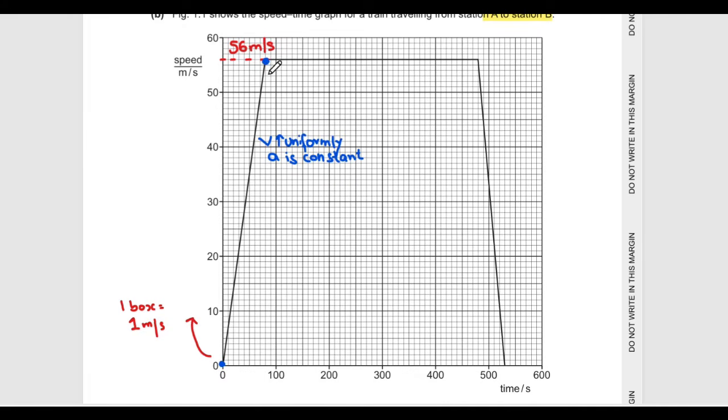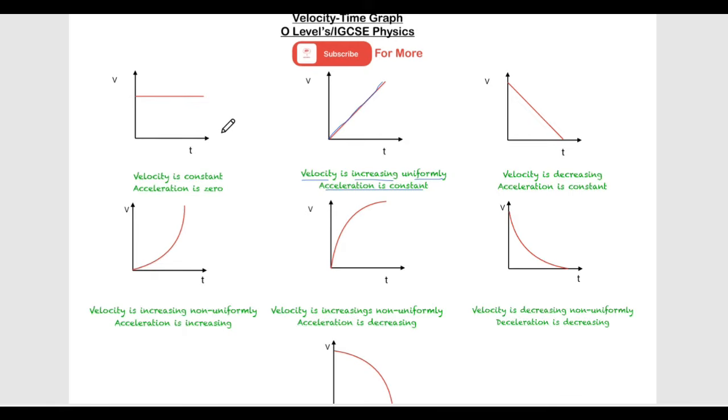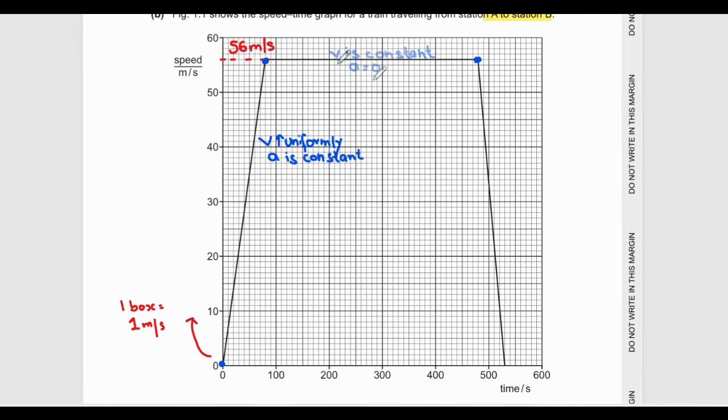From this point till here, it is a straight horizontal line, and in velocity time graph information, straight horizontal line shows velocity is constant and acceleration is 0. So over here, velocity is constant and acceleration is 0.